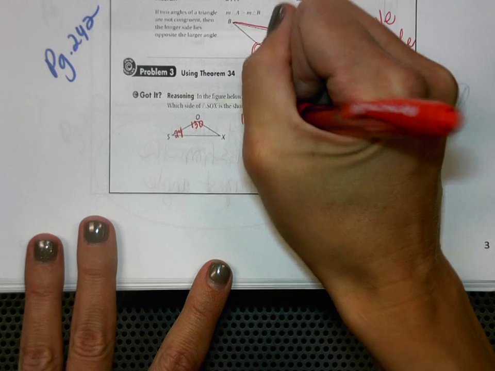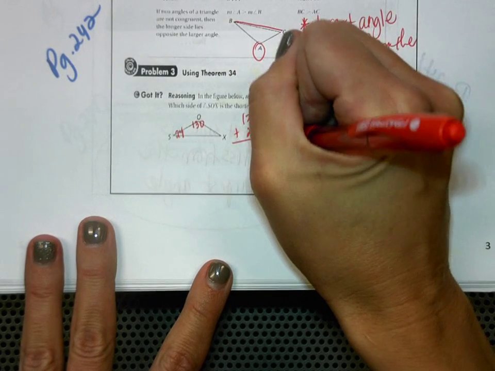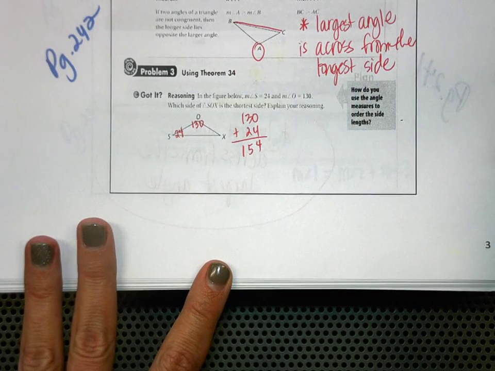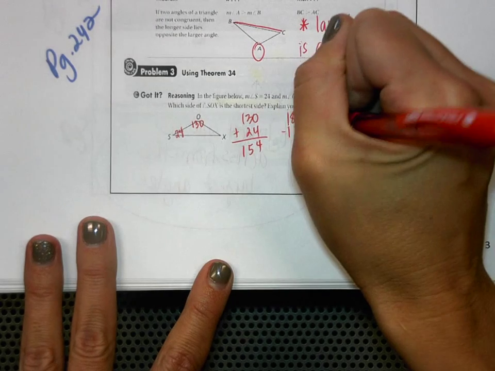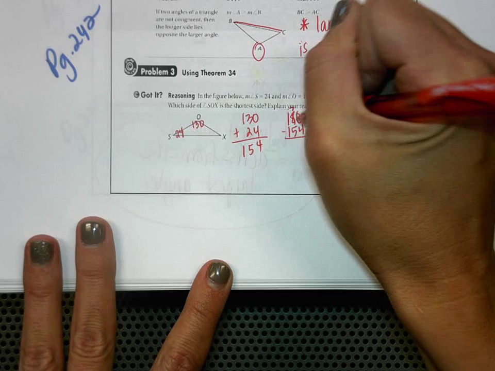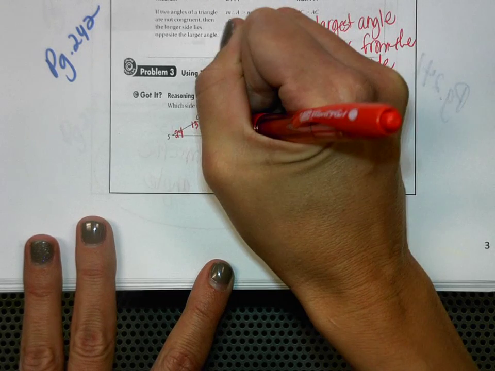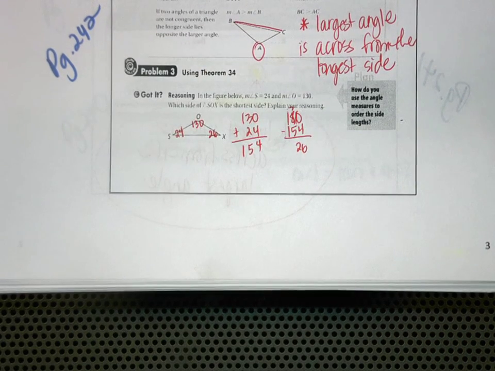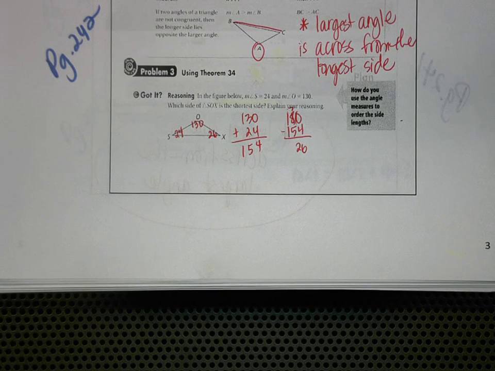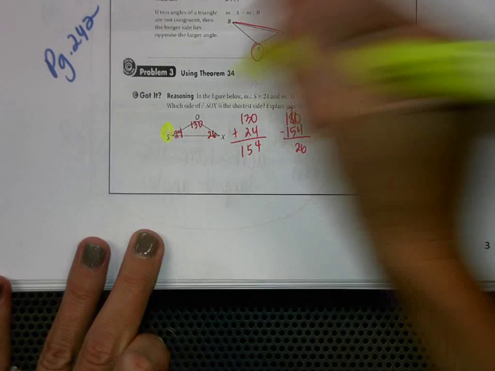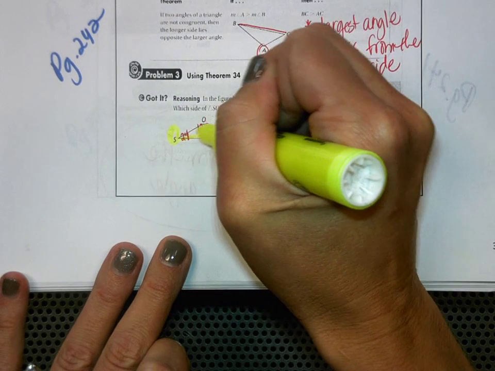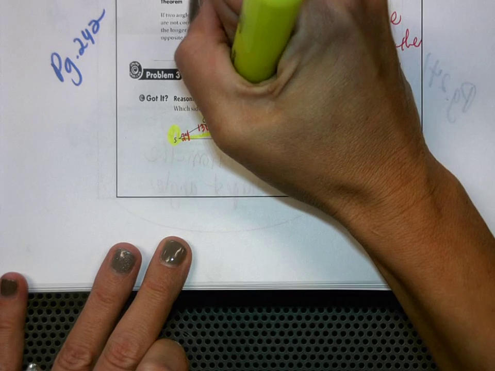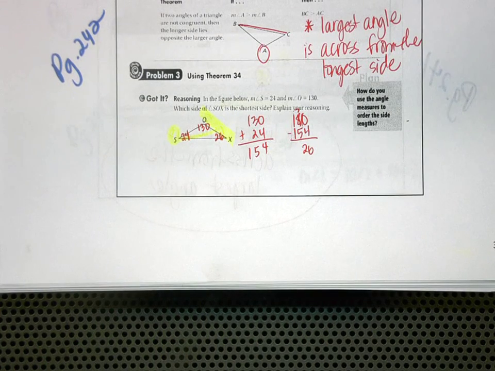130 plus 24 is 154, and then what do I do? Good. 180 minus 154, I have to borrow, and we get 26. Okay, so which angle is smallest? Angle S is smallest, which is here with this 24, and if we want the shortest side, it's across from our smallest angle, and that side is OX.